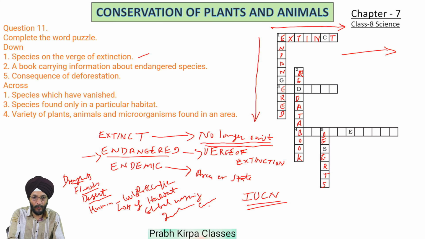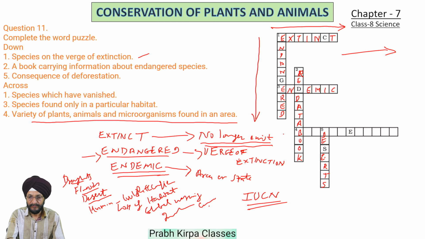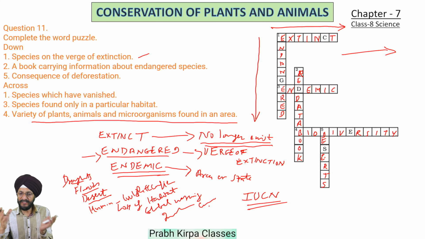Next, species found only in a particular habitat, we had already learned that these are called endemic. So here three across endemic. Here D is already written, endemic. Next, varieties of plants, animals, and microorganisms found in an area is called biodiversity. Biodiversity means various types of plants and animals and microorganisms found in an area.